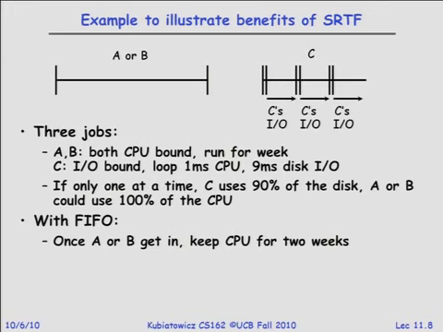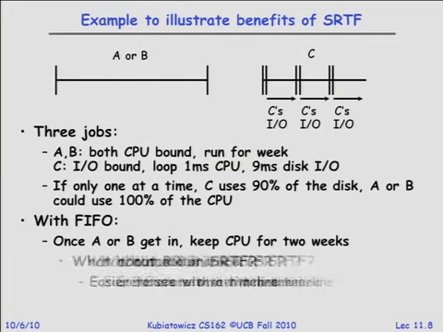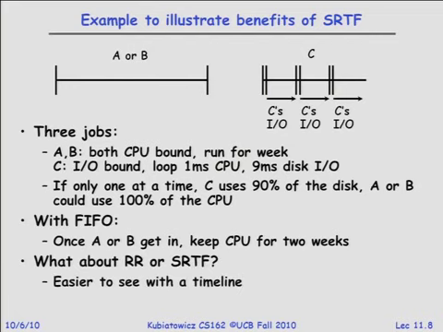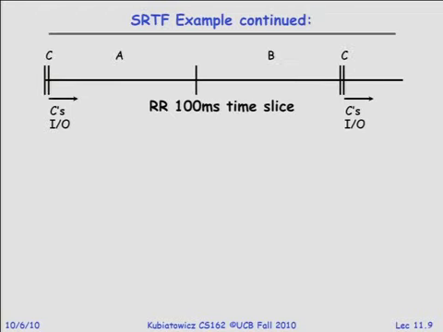Okay, so FIFO is not pretty good here. What about round robin or shortest remaining time first? Well, let's actually look at a timeline here. So here is an example of round robin with a 100 millisecond time slice.